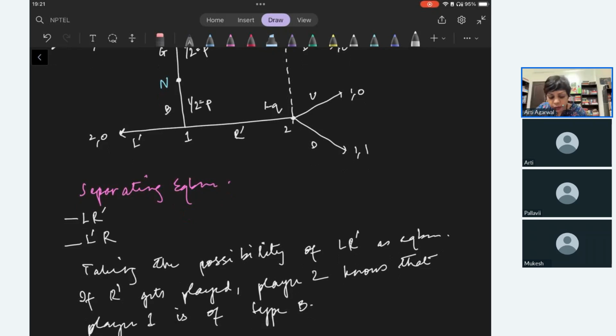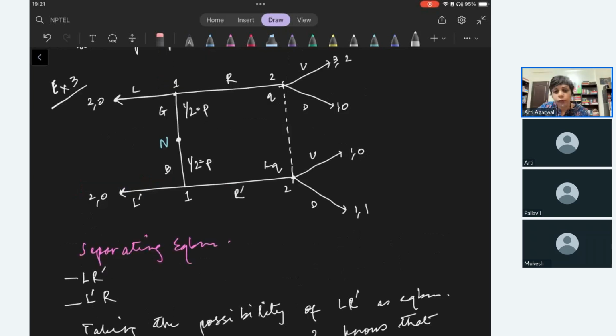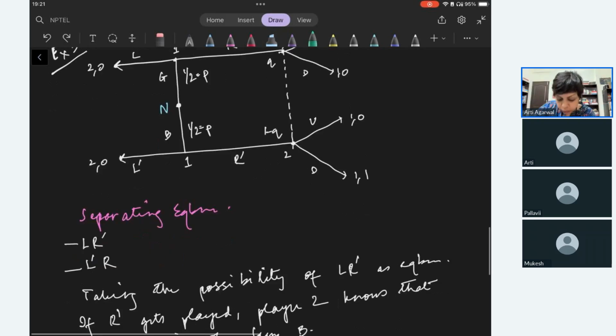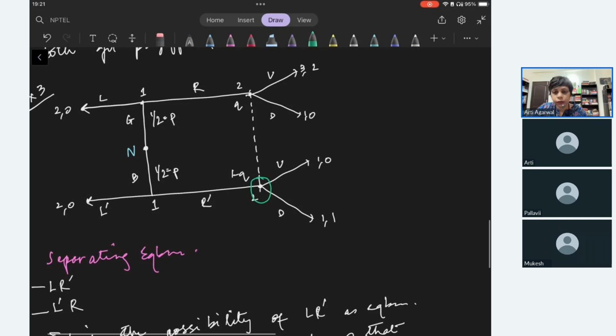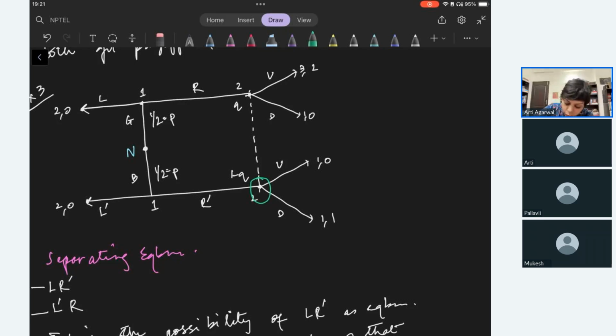Now, if Q is equal to 0 and he knows that he is at this node, okay, or let me circle it in some other color. If he knows that he is at this node, right, the green annotation, then he is going to choose between his strategies U and D. Now, between U and D, he is going to choose D because this gives him a higher payoff, right?